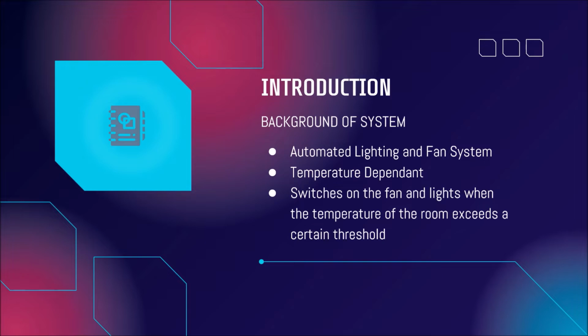We have chosen an automated lighting and fan system that is actually temperature dependent. Hence, our system switches on the fan and lights when the temperature of the room exceeds a certain threshold temperature, and it is turned off when the temperature is below that certain threshold temperature.